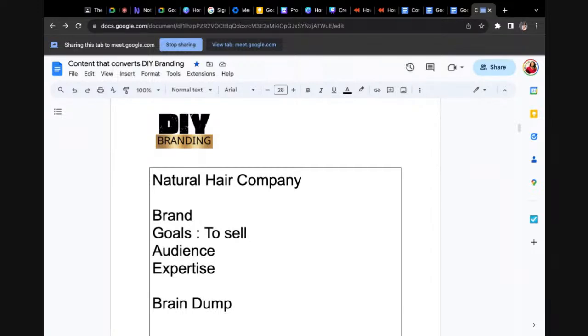There could be to get new customers, to sell to who, to get same customers, to retain customers. You could have a specific goal. So you can have more than one goal. So what else? To sell, to help people.